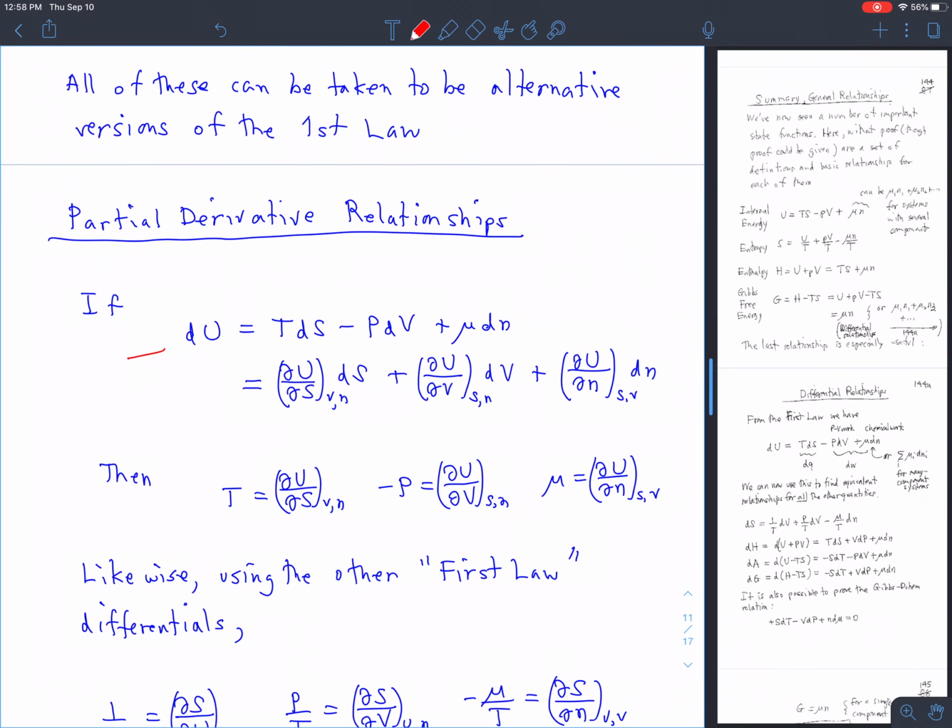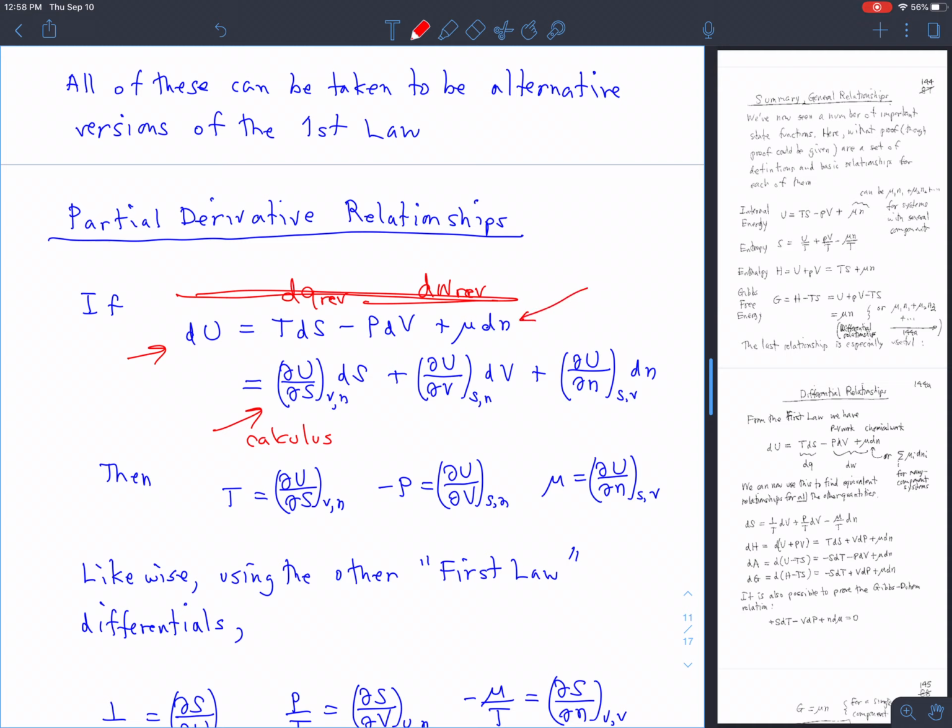Let's look again just at the energy. Here's the first law. This is dq, this is dw, dq rev, and dw rev, for a reversible process, that is. And here's the same differential expression from calculus.